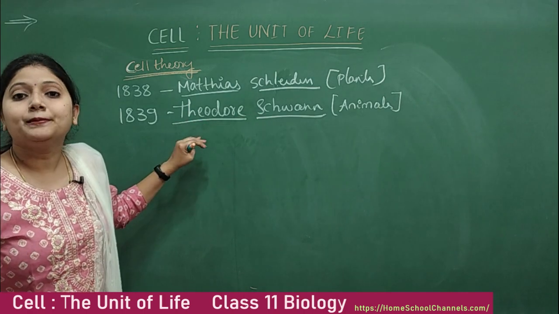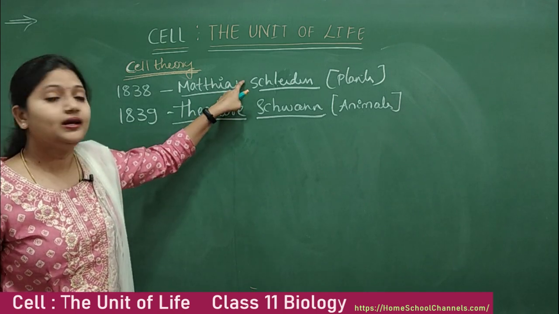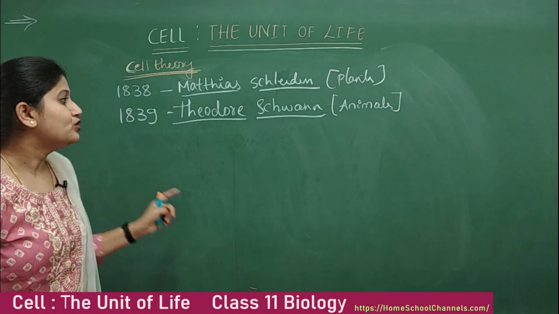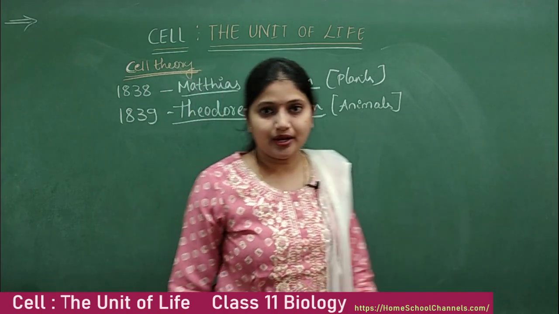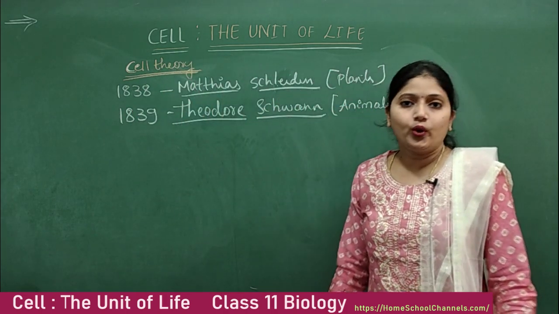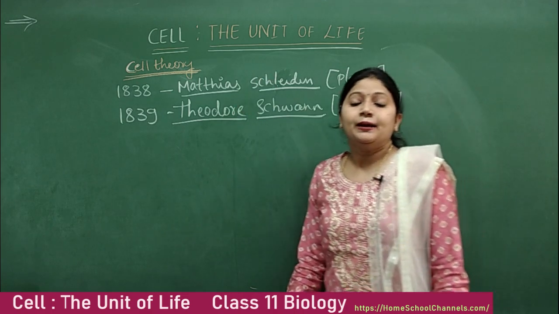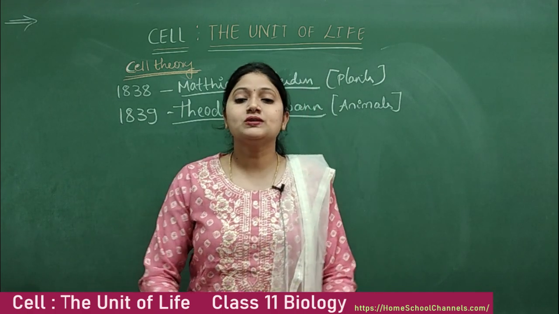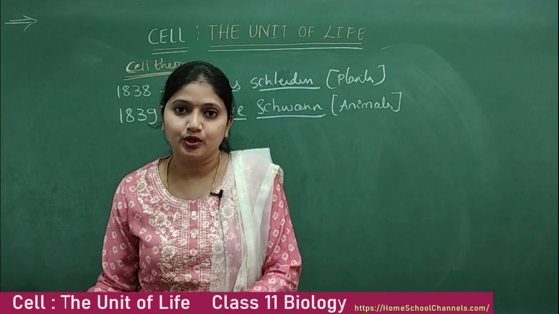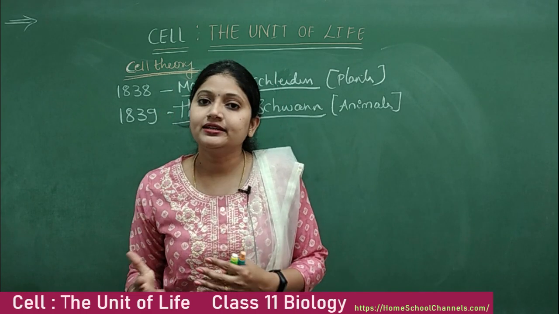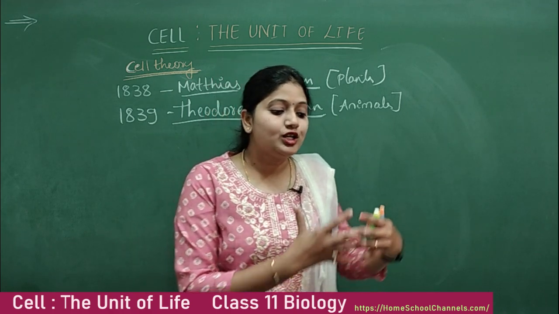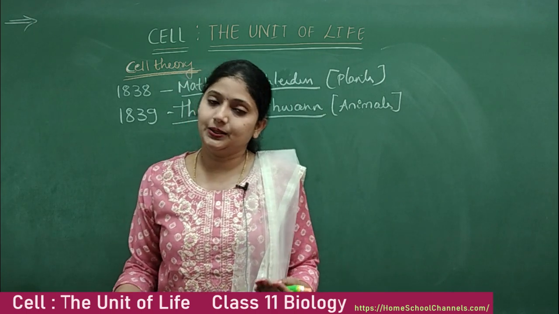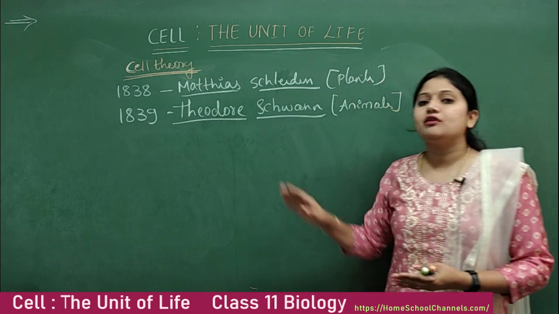And Schwann is a British zoologist. This guy is a German botanist and he is a British zoologist. So, what were the findings of Schleiden? Plants are made up of different types of cells, and those cells constitute a tissue. So indirectly, what is Schleiden telling? He is telling that the plants are made up of different types of cells which make up different tissues in the plant. And what are the findings of Schwann now?